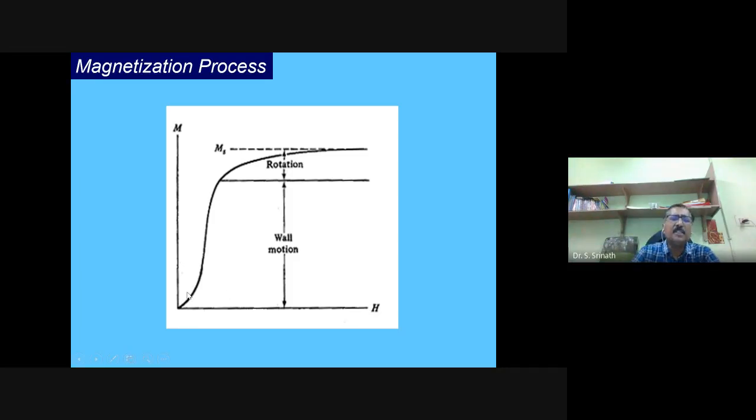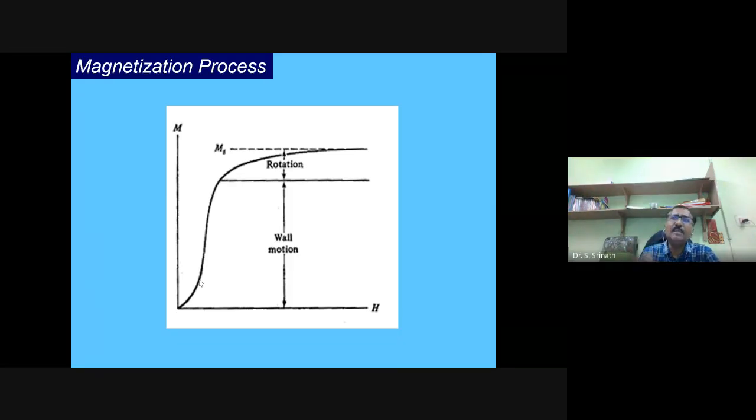Then what happens is the domain along which the field is applied will grow. Why? Because there is an additional energy which comes into the expression now, and that is nothing but your Zeeman energy, minus mu dot H.